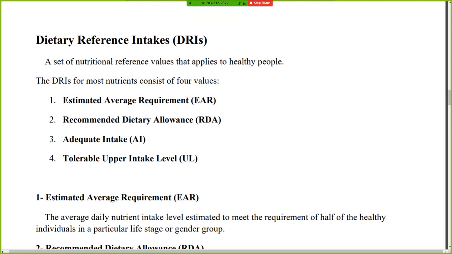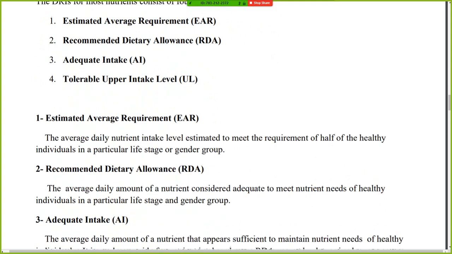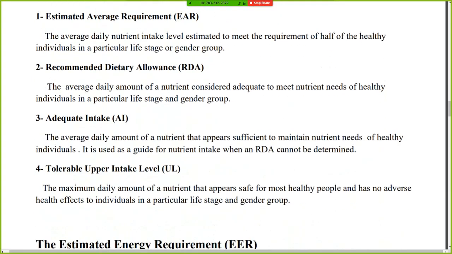Number 1, estimated average requirement. Number 2, recommended dietary allowance. Number 3, adequate intake. Number 4, tolerable upper intake level. We will take the definition of each one. Number 1, estimated average requirements is defined as the average daily nutrient intake level estimated to meet the requirement of half of the healthy individuals in a particular life stage or gender group.